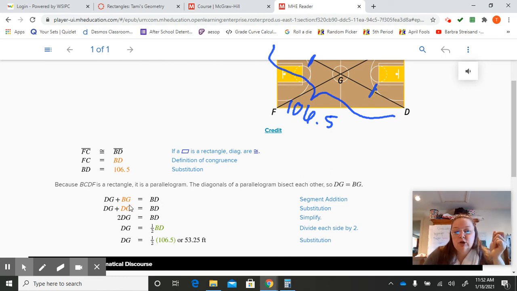We know that BG is the same as DG, so we replace it with DG. So we have two DGs. We have twice the length of DG. So twice what we're trying to find is equal to the whole thing. So we take our whole thing and we divide it by 2, which is what we just discussed, and we get 53.25 feet. So from here to here is 53.25 feet. And that's what we were asked to find.